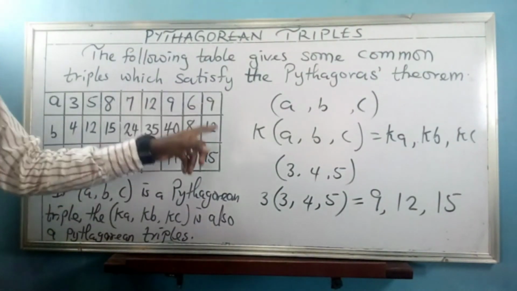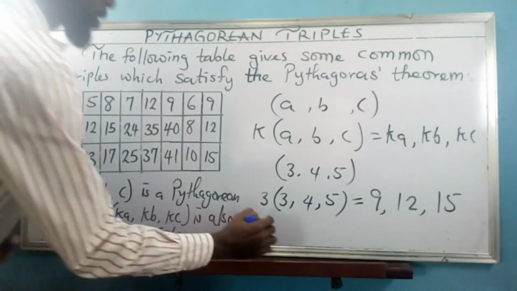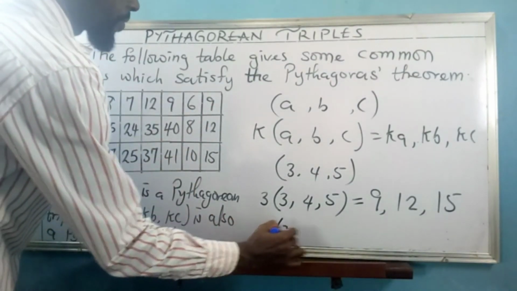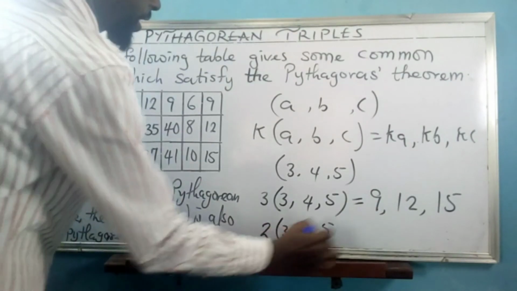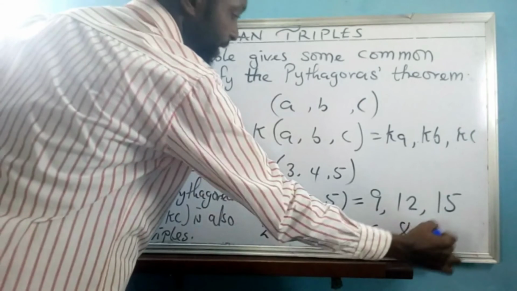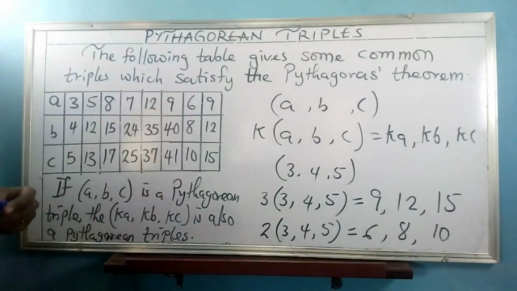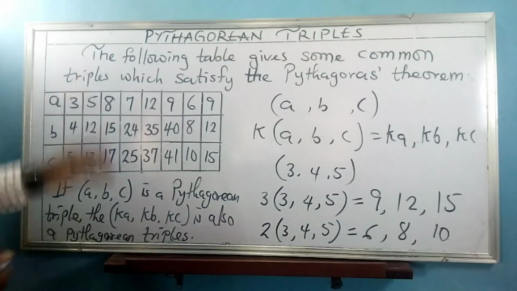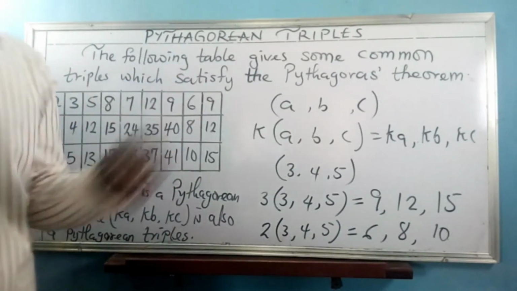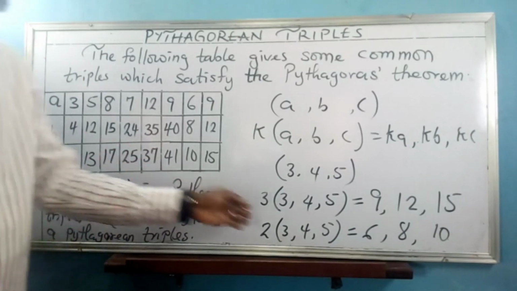Just like what we have here. Okay, 9, 12, 15. If we use 2 to multiply 3, 4, 5, that will give us 6, 8, and 10. Just like what we have here. In essence, when you use a constant to multiply any of these Pythagorean triples, you are going to get another Pythagorean triple. Do we get it now? So it's just like you multiply it by a constant.